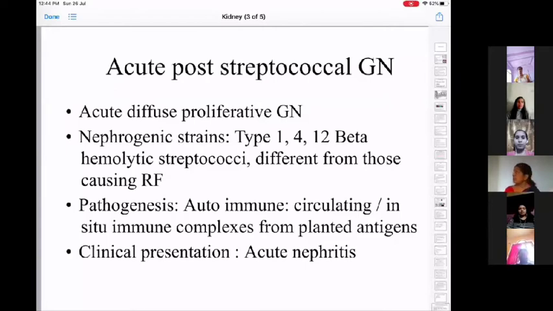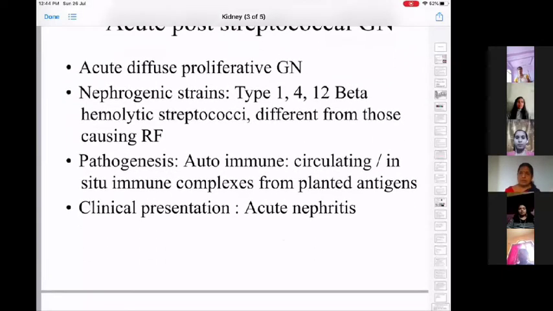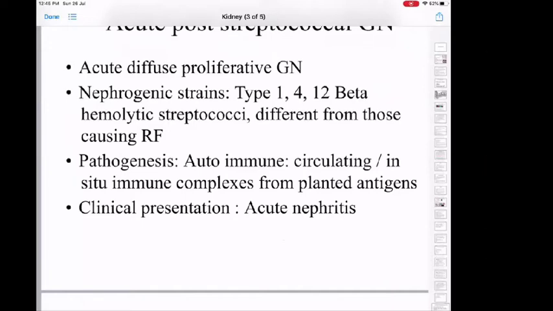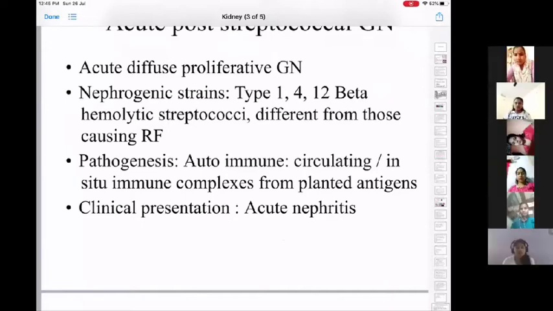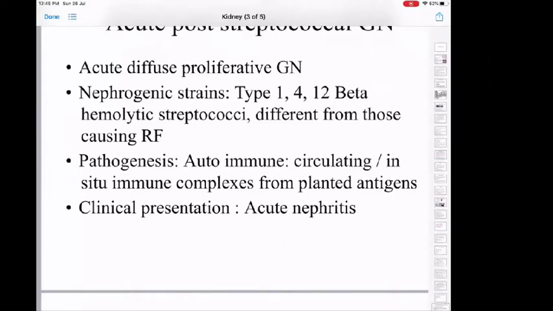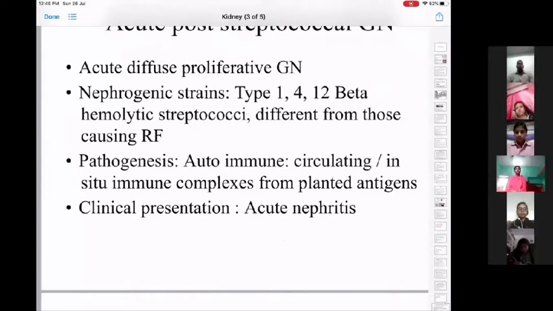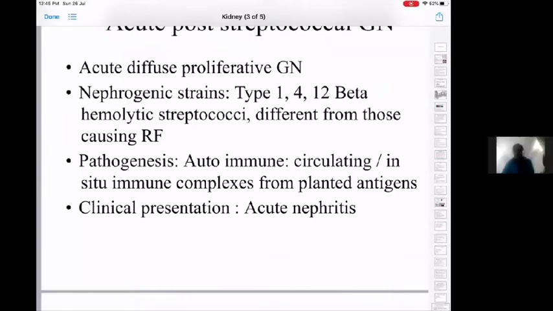So the pathogenesis is autoimmune, meaning circulating or in situ immune complex formation from planted antigens. If these antigens go inside the body, antibodies are formed against them, and these antigens and antibodies mix to form antigen-antibody complexes, that is, immune complexes. That immune complex is deposited around the glomerulus and causes glomerulonephritis.